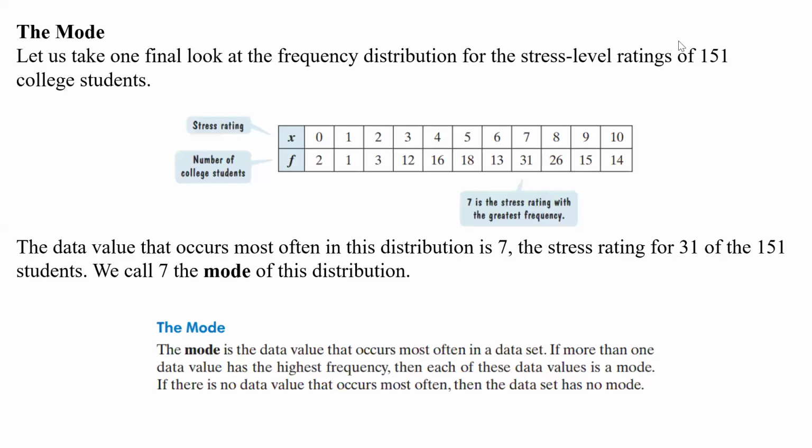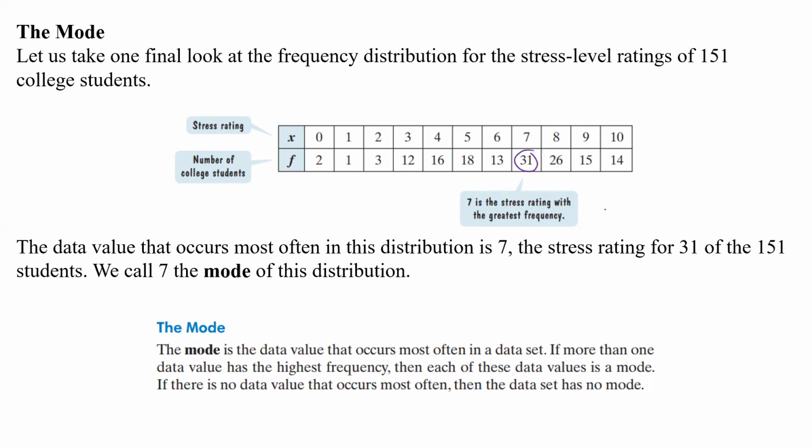All right, so we've done the mean and the median, and now we're on to the mode. So let's take a look at the frequency distribution for the stress levels of 151 college students. So we have all of these, the stress level and the frequency distribution. Now, the data value that occurs most often in this distribution is what? Well, it's the one that has the highest frequency, which happens to be this one here.